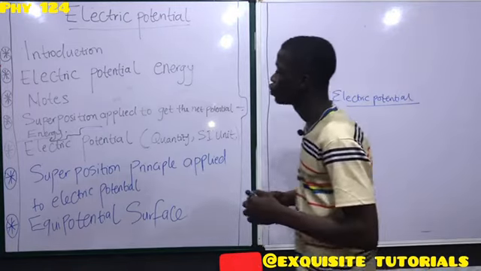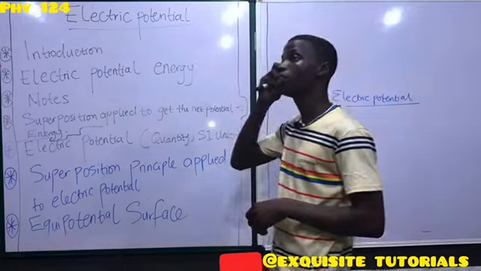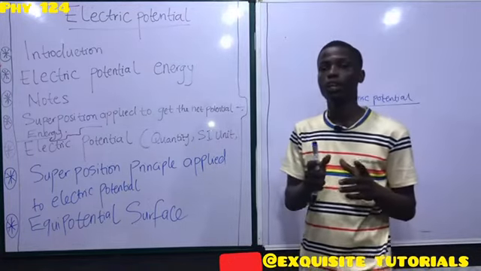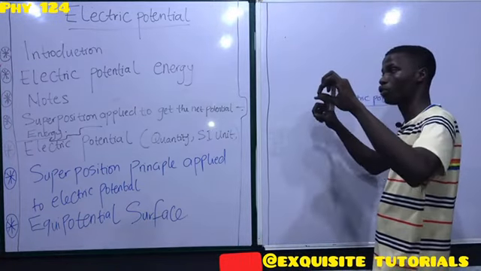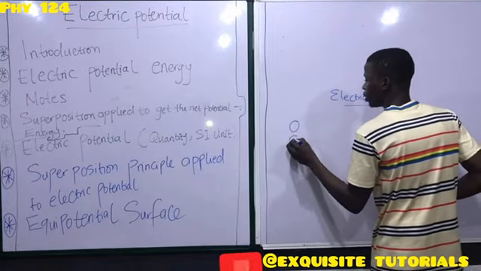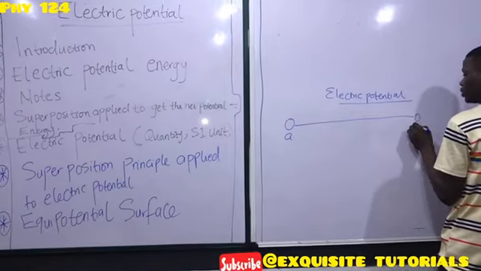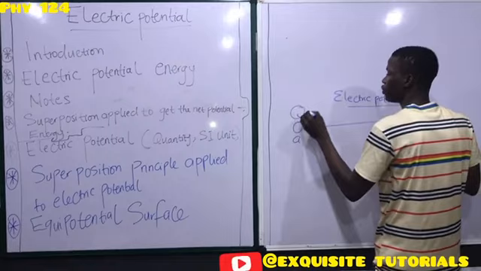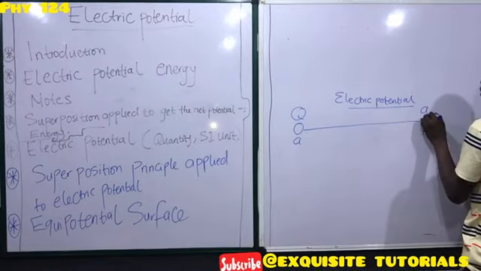Then I'll be moving to electric potential energy. Electric potential energy is the amount of energy required to move a charged body between 2 point surfaces. Like, assume this is a particular body A and this is another body B. Assume the charge here is Q, the reference charge, and this is the point charge Q naught.